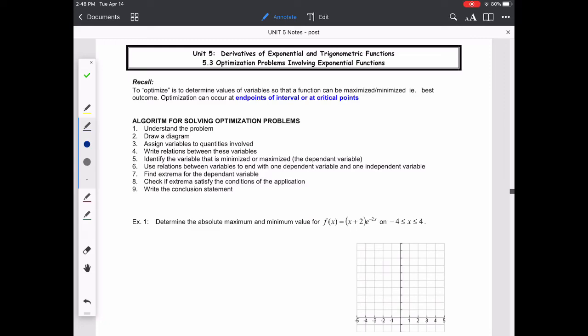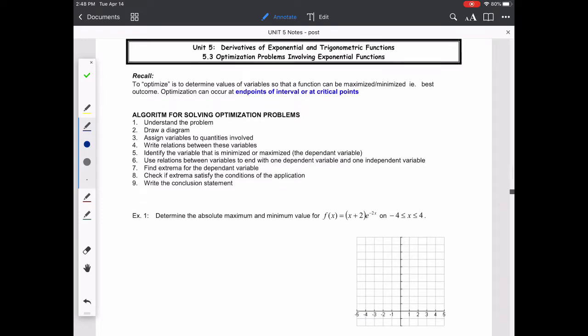All right, we're going to do lesson 5.3, which is optimization of exponential functions. When we did optimizations, we had an algorithm for it, and these are basically the steps we used in the previous algorithm. We're going to try and stick to them as much as possible. Instead of wasting time going over all the steps, which you can read for yourself, I'm going to jump right into an example.